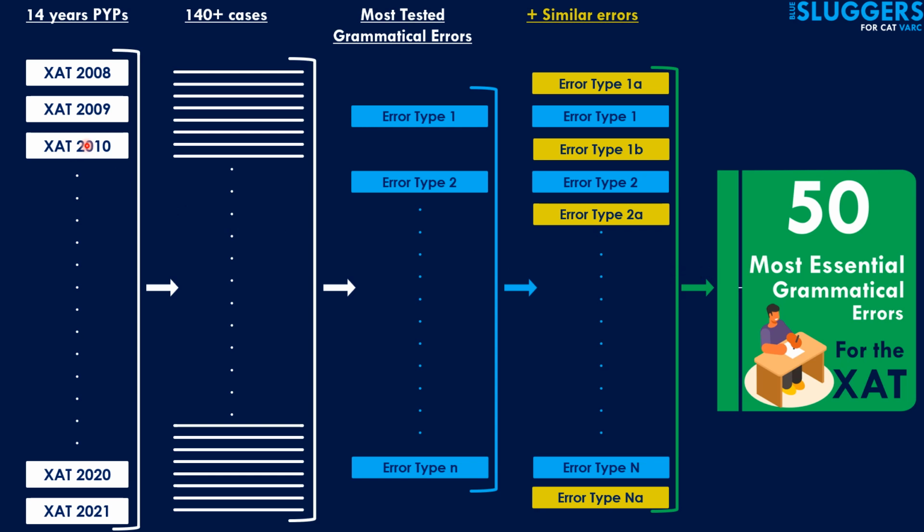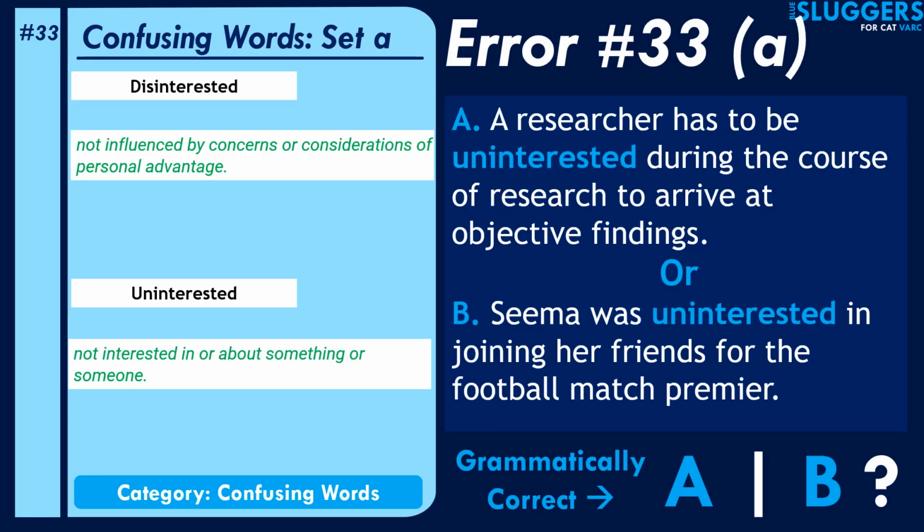There's in fact quite a logical process involved in creating this list, and I've explained that process in detail in a separate video, which you can access by clicking on the link on the top right corner of your video. This diagram pertains to that. I've explained all of this in that video, so you can watch that if you want. Okay guys, so let's come to error number 33.